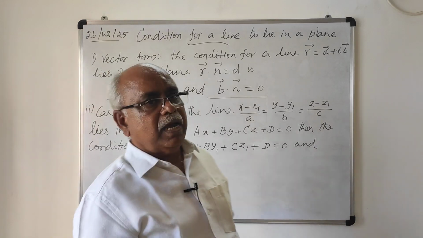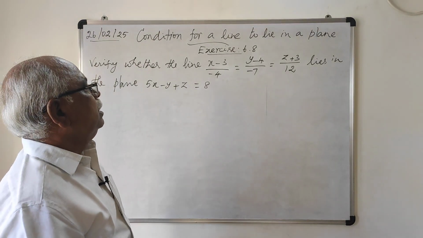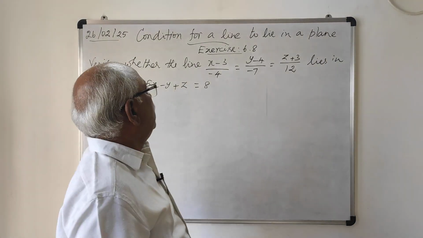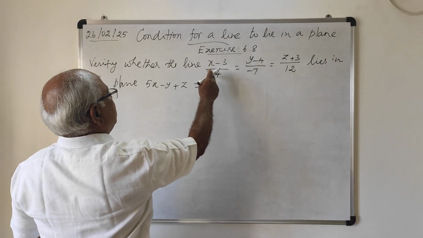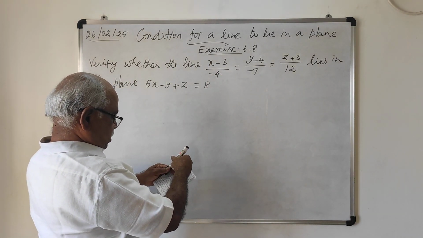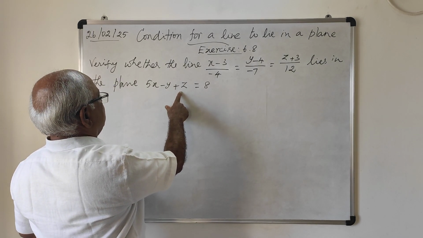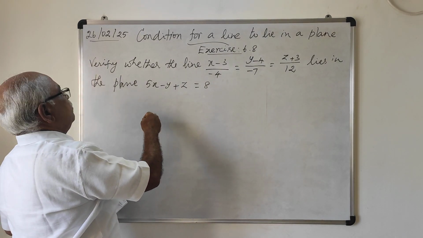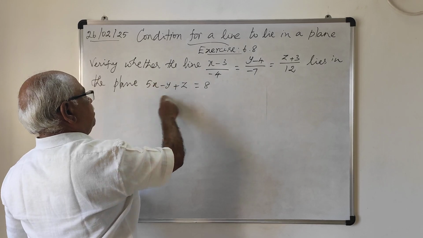Using this idea, I am going to solve one problem now. See this problem. Verify whether the line (x minus 3) by 4 equal to (y minus 4) by minus 7 equal to (z plus 3) by 12 lies in the plane 5x minus y plus z equal to 8. We have to check whether the line lies in the plane.